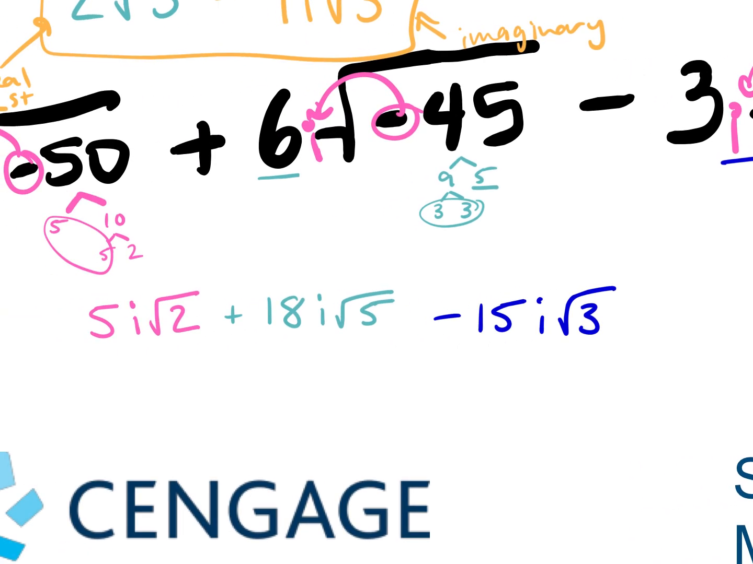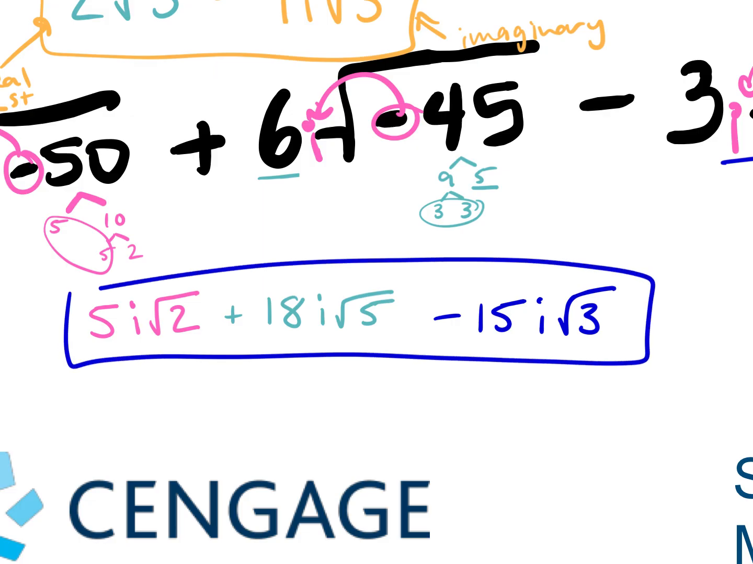Now all 3 of these have different radicals. Can we still add them together? No. So when they have different radicals, you can't combine them. All 3 of these have i's. So do we have a real part? No. So they're all imaginary. So this would be our answer. Can't add them together. We just simplified as much as we could.